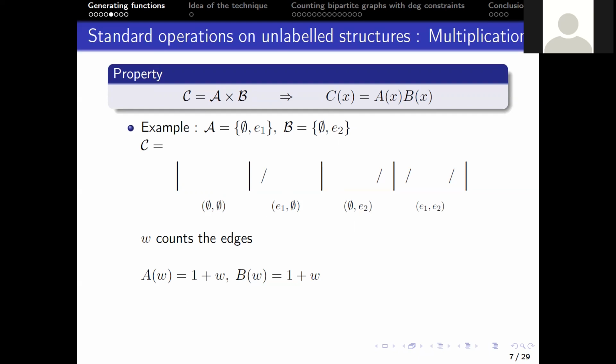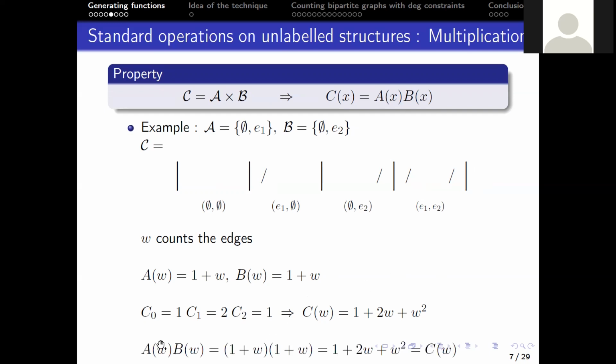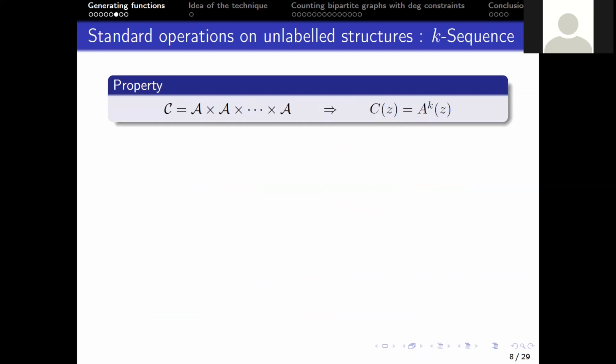And now C of W, if we do the same calculation, C0 is 1. There is only one object that has 0 edges. C1 is 2, which are these 2 objects. And C2 is 1, this object. And so we have this generating function for C. And you can see that if you multiply A times B, you obtain exactly the same formula. So the multiplication works too.